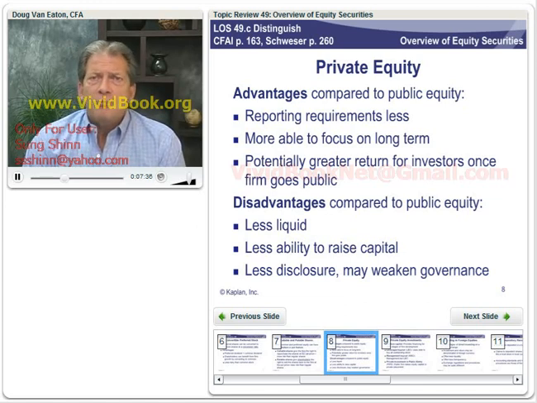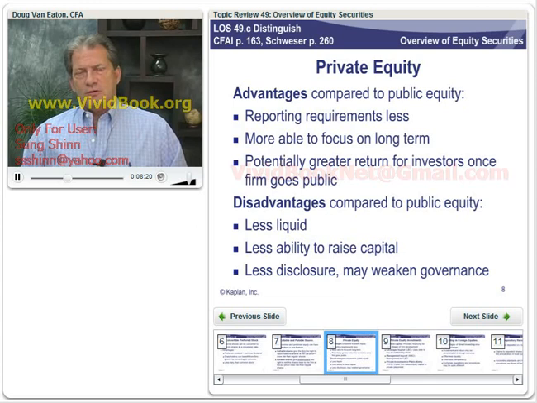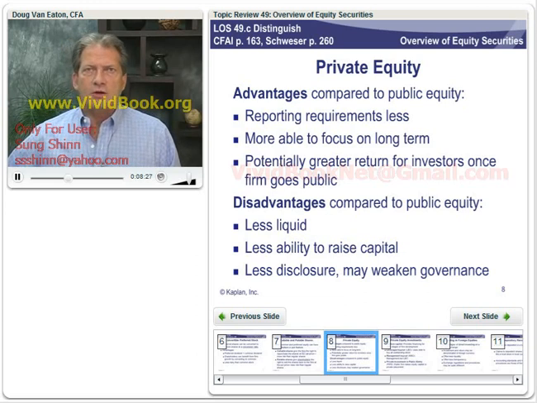Now, with private equity, you may be able to focus more on the long term because you don't have shareholders and prices quoted every day that put extra emphasis on short-term performance and short-term results. And there's potentially a greater return for investors if or once the firm goes public, because with the greater liquidity, typically the value is higher. Some of the disadvantages is that it is less liquid, and it makes it more difficult for the firm to raise capital if they can't issue publicly traded securities. There's less disclosure with private equity, as we mentioned, and this may weaken corporate governance, that they don't have to disclose all that information and jump through all those hoops that we associate with publicly traded equity shares.